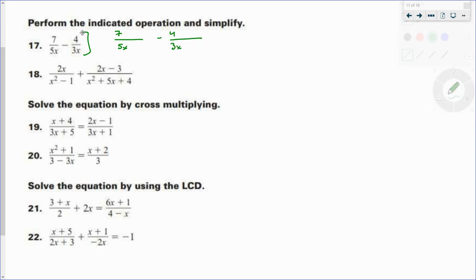The biggest thing it looks like we need here is this one needs a 3 over a 3, and this one needs a 5 over a 5. Then we'd be at 7 times 3 is 21, minus 4 times 5 is 20, and then 5x times 3 or 3x times 5 is 15x. So 21 minus 20 is 1 over 15x.